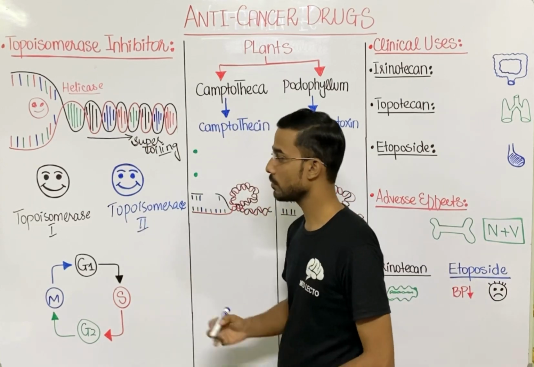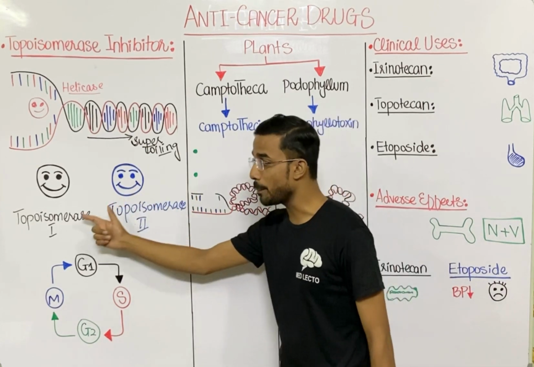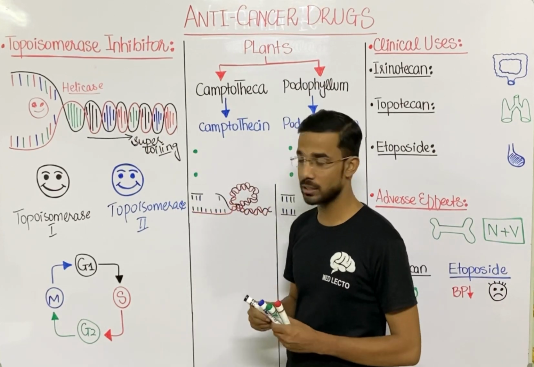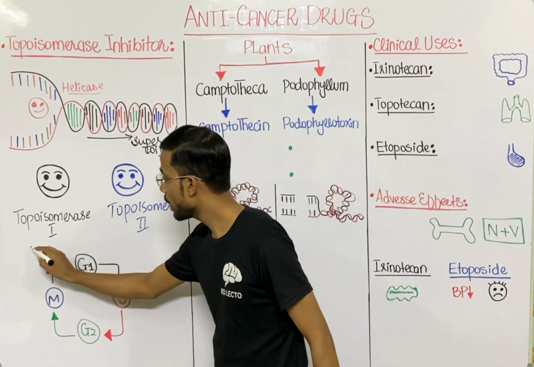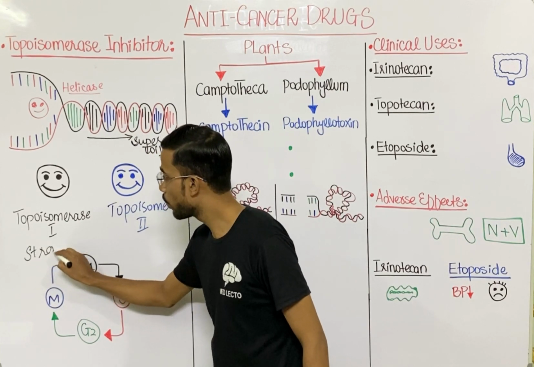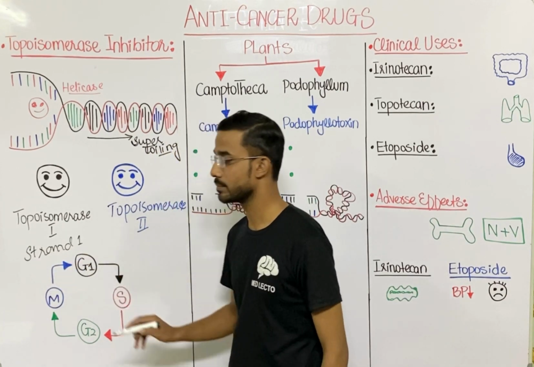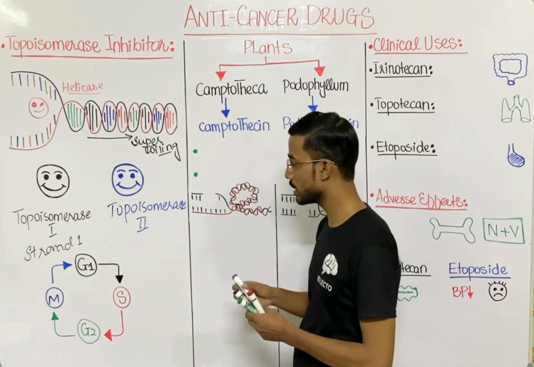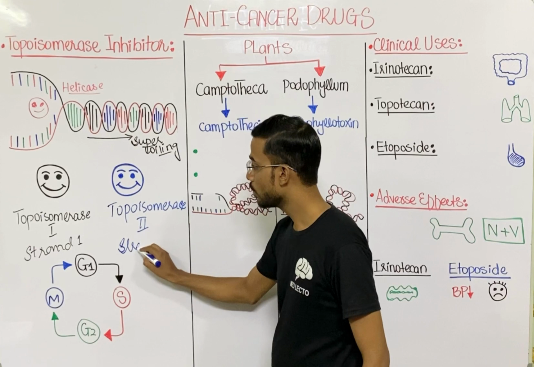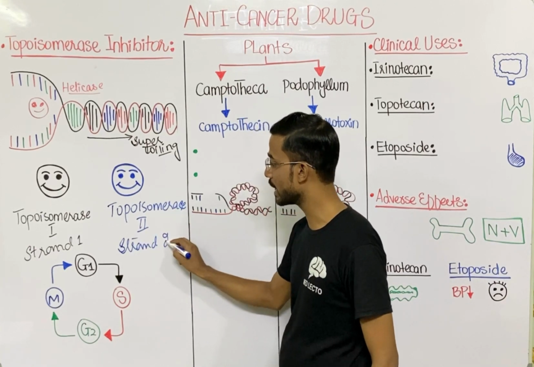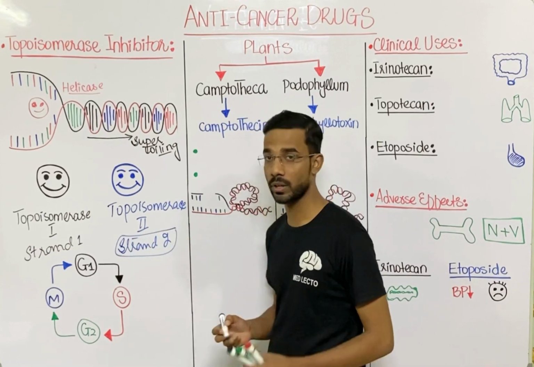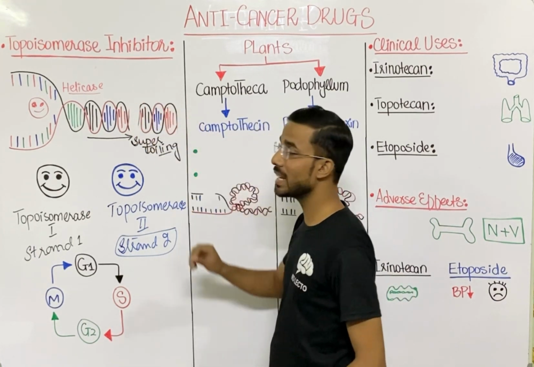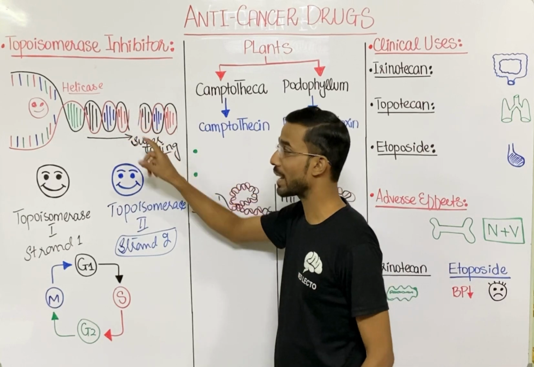Topoisomerase I breaks one strand of the DNA. That is the most important thing. But on the opposite side, topoisomerase II breaks both strands of the DNA. That's the most important thing. And by breaking the DNA strand, the torsional effect will reduce.